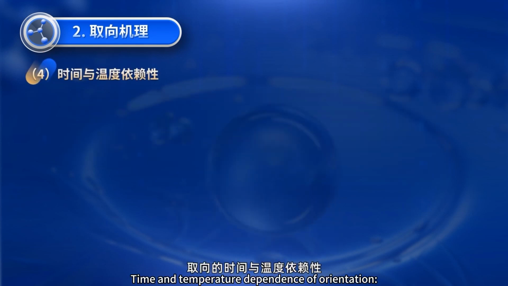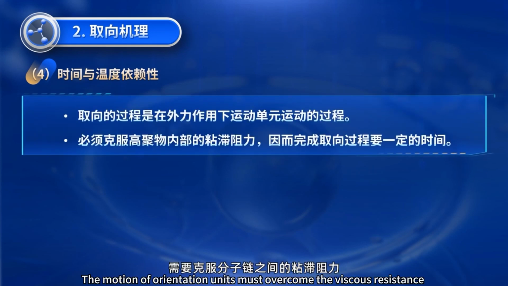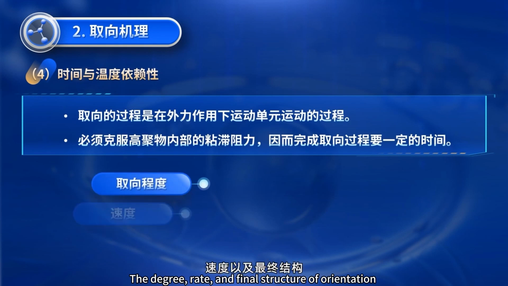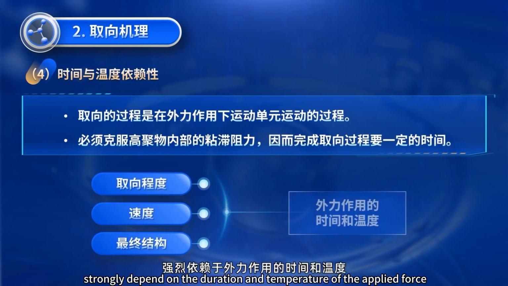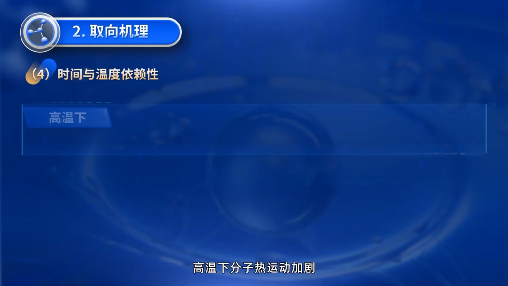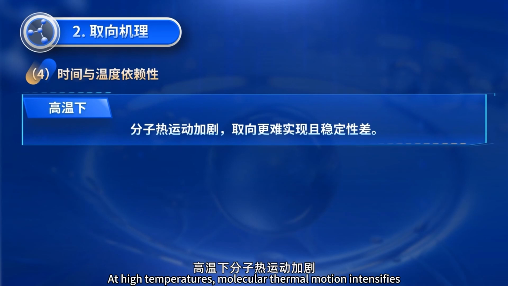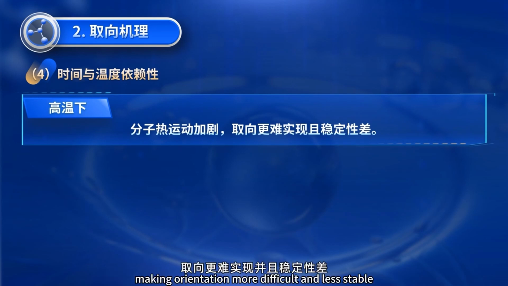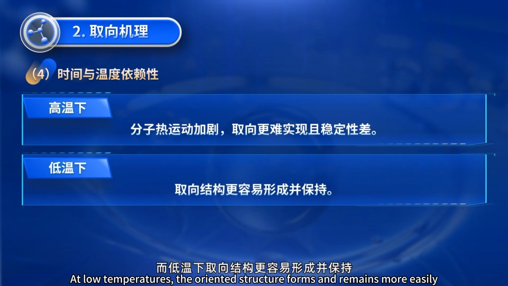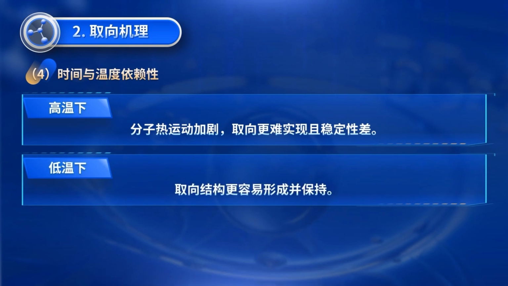Time and temperature dependence of orientation. The motion of orientation units must overcome the viscous resistance between molecular chains. Therefore, orientation requires a certain amount of time. The degree, rate, and final structure of orientation strongly depend on the duration and temperature of the applied force. At high temperatures, molecular thermal motion intensifies, making orientation more difficult and less stable. At low temperatures, the oriented structure forms and remains more easily.